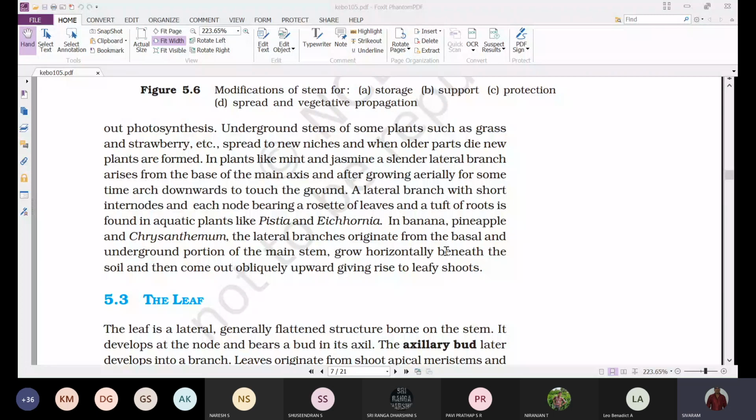And next, in some plants like mint and jasmine, a slender lateral branch arises from the base of the main axis, and after growing aerially for some time, arches downwards to touch the ground.